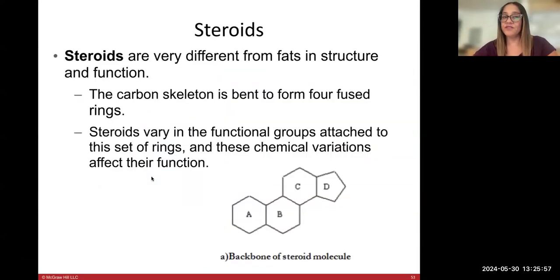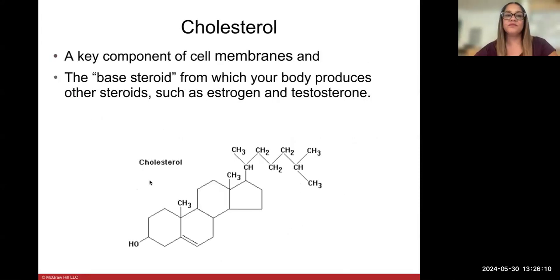Steroids are very different from fats in structure and function, but they are still considered lipids. The carbon skeleton is bent to form 4 fused rings. Steroids vary in the functional groups attached to the set of rings, and these chemical variations affect their function. Cholesterol is a key component of cell membranes and the base steroid from which your body produces other steroids like estrogen and testosterone.